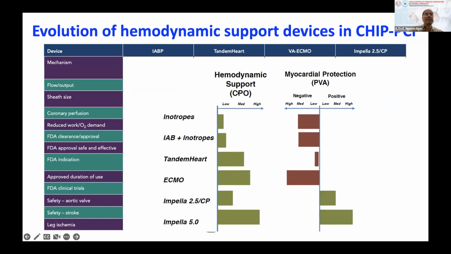So why is there a difference between the indications? Because there is a difference between the hemodynamic support and also the myocardial protection from the device. For example, for inotrope, you can have some support, but it also increases the oxygen consumption, and that's why the myocardial protection is reduced. For tandem heart, support is okay, myoprotection is less. For Impella, you have both hemodynamic support and also protection by the device. So that's why you see the role of the Impella is quite high in the indication, but not really for the ECMO, because for ECMO, you might increase the afterload and then the myocardial protection is reduced.